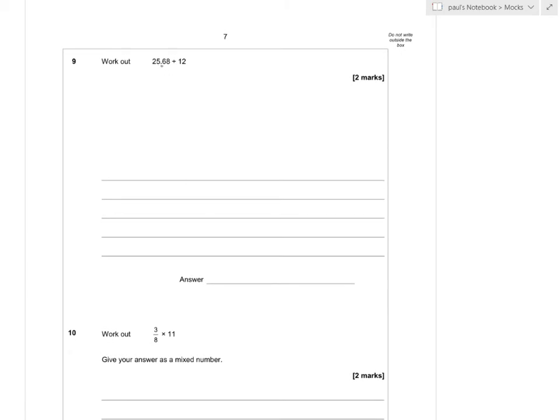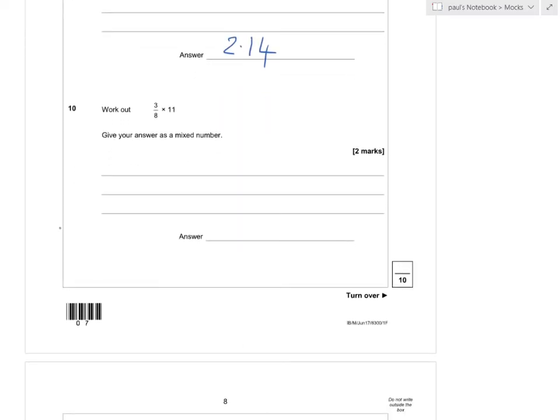What we're going to do, 25.68 divided by 12. Alright, so we've got another 12 times table here, haven't we? So 25.68 divided by 12. 2 12s are 24 with 1 over. 1 12 goes into that with 4 over, and 3 12s goes into that. So I'm going to do 2.13. Let's find out. 2.14. 4 12s, 3 12s are 46, aren't they? Yeah. So 2.14. Right, 3 eighths times 11.